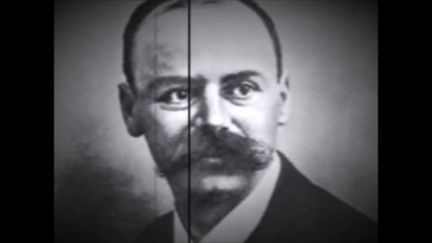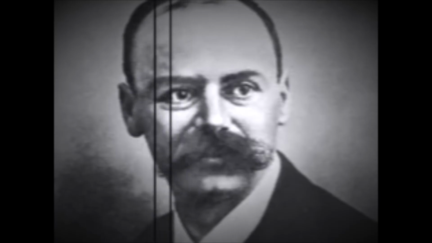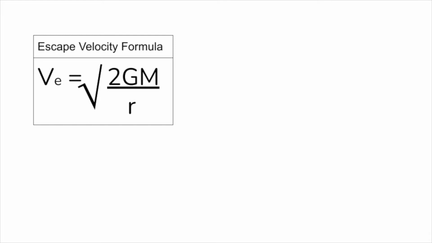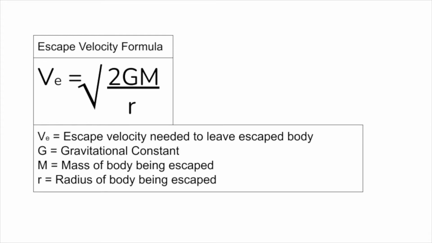But how does this work? The way this equation was derived was when Carl Schwarzschild took the equation of escape velocity, the velocity required to escape the gravitational pull of mass. The formula is V equals the square root of 2GM over r, where V is velocity, G is the gravitational constant, M is the mass of a body being escaped, and r is the radius of the body being escaped.